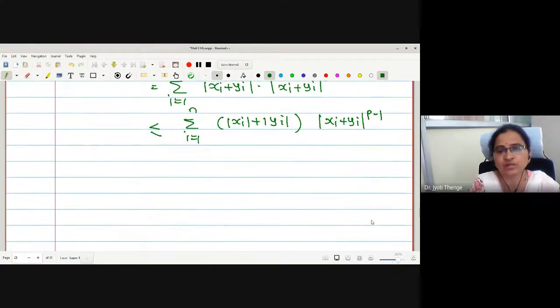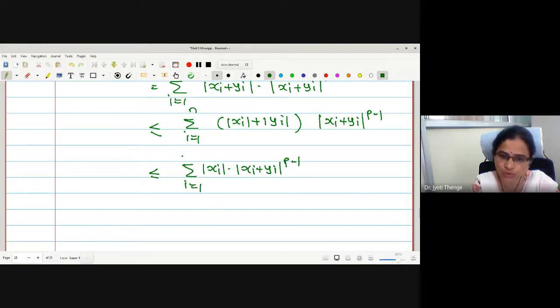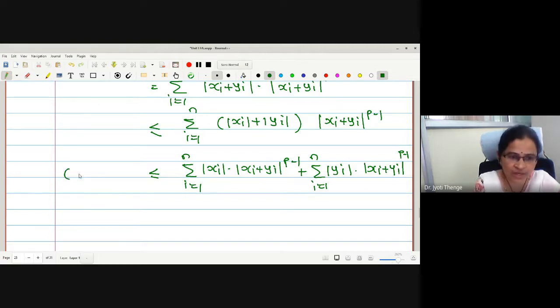Okay. Now let me multiply by the term in the bracket and separate the summations as well. Sum from i equals 1 to n. Second sum, i equals 1 to n again, |yi| into |xi + yi| raised to p minus 1. Now the job is to verify this using Holder's inequality.